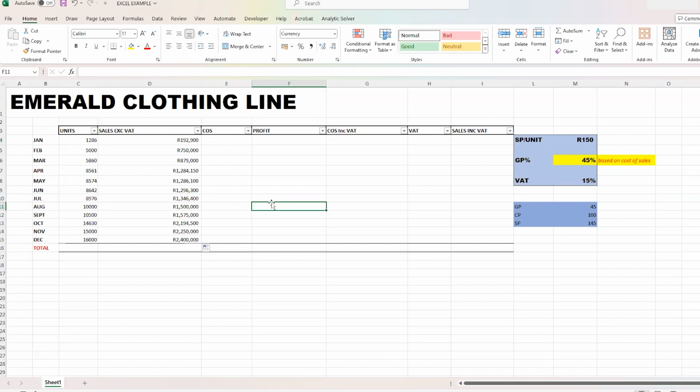So my total sales for the year, before I get to the total sales for the year, per month, this is how much I made. How do I know that? Because I've already been given that every single product that I made, or rather single clothing that I make, it's 150 per item, and I've got the unit, so I'm able to multiply and then just drag it down.